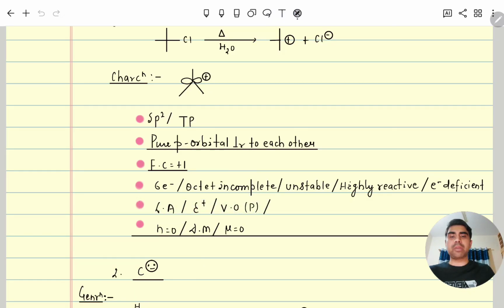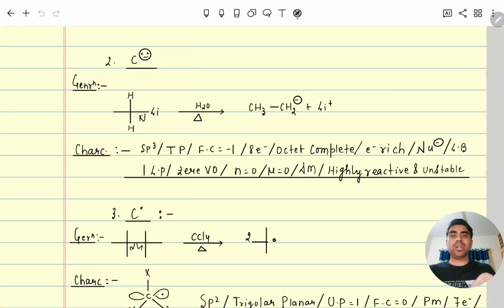Next after that, carbanion and its characteristics. Here again you can see RLi is there. Lithium is an alkali metal, so in the presence of a polar solvent, the bond will break like this. So this is the carbanion and lithium plus. It is sp3 and trigonal pyramidal. A lone pair will be there and the remaining 3 hydrogens like this. So trigonal pyramidal, formal charge -1, total how many electrons? 8. Octet complete, electron rich.